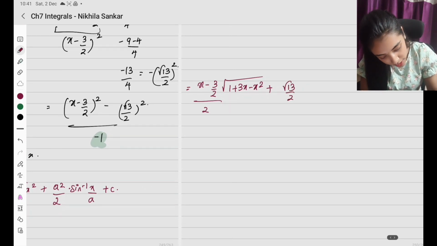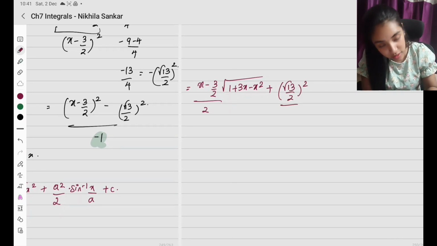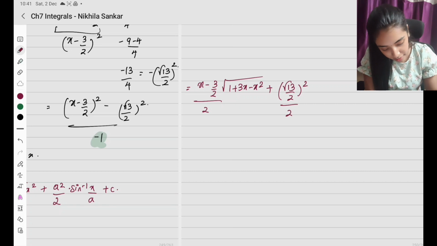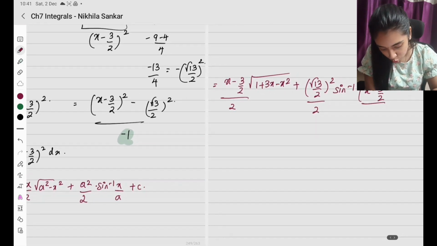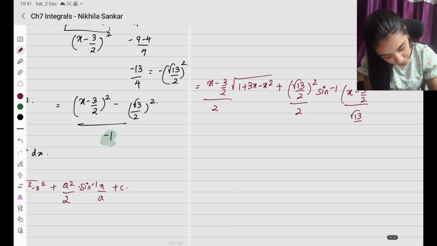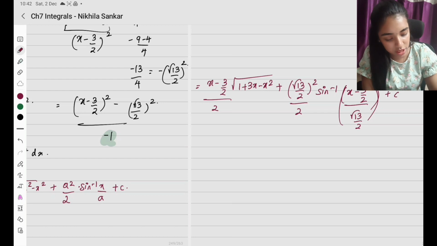So root 13 by 2 times, that is a square, a square divided by 2 times sin inverse of x by a, which is (x minus 3 by 2) divided by a, which is another root 13 by 2. So everything is inside the sin inverse function, plus c.